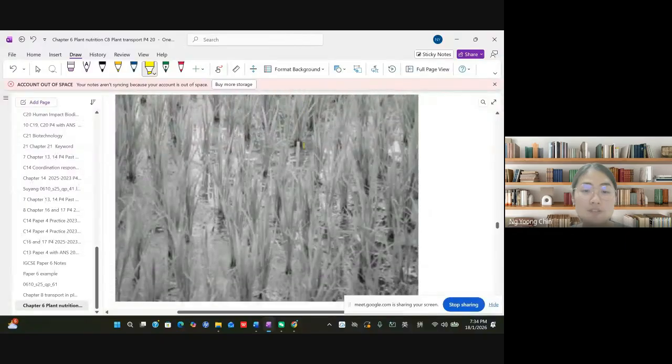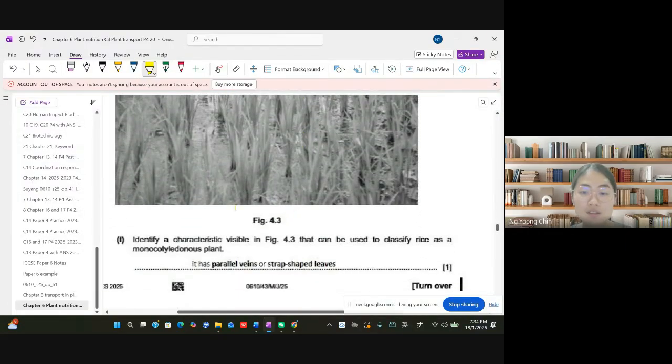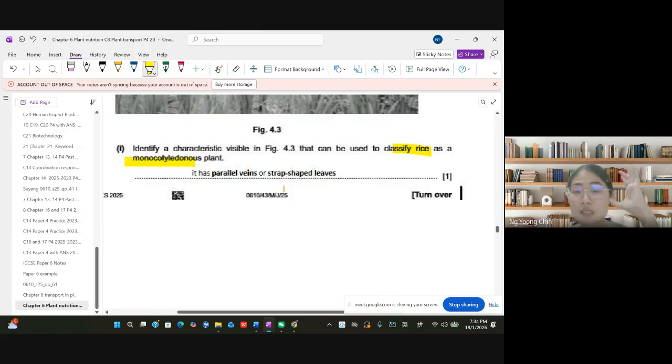Yeah. So identify the characteristic. They can be used to classify rice and monocotyledonous plants. Yeah, they should have the parallel vein, okay? And then you can say that they have what? Parallel veins also, and then they have the how many flower pattern inside. Okay, so you need to recall back the features.